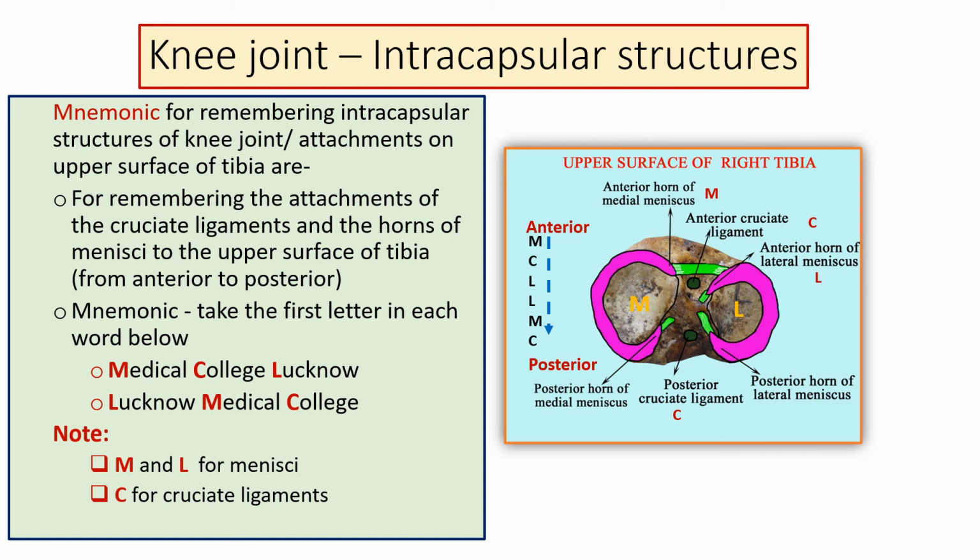So now let me review the mnemonic for remembering the intracapsular structures of knee joint or their attachments on the upper surface of the tibia. For remembering these attachments, the cruciate ligaments and the horns of the menisci, that is the anterior and posterior horn of each meniscus to the upper surface of tibia from anterior to posterior, you should be able to represent by remembering the first letter in each of the words, that is the Medical College, Lucknow Medical College, wherein M and L are for the menisci and the C is for the cruciate ligaments.